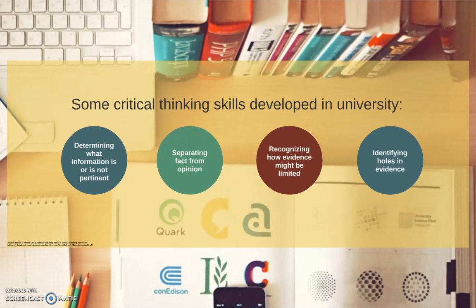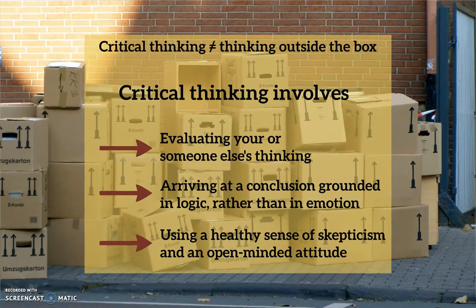Here are just a few of the critical thinking skills developed at the university level. Determining what information is or is not pertinent, separating fact from opinion, recognizing how evidence might be limited or compromised, and identifying holes in evidence and suggesting additional information to collect. Ultimately, critical thinking empowers students not only in their studies, but also in their everyday lives.